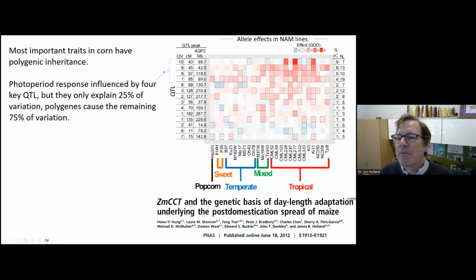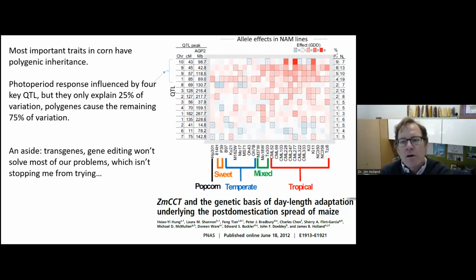But actually, most of the tropical lines don't even carry an effective allele there. And then the effect sizes decrease. So these are QTL. You can pick them out. We can map them. Actually, the underlying genes have now been cloned in these major QTL cases. But their effects are typically on the order of a day, something like that. So they're not huge. And our top 4 QTL explain only about 25% of the variation. And everything after that goes from oligogenic to really polygenic. So lots of genes with relatively small effects.